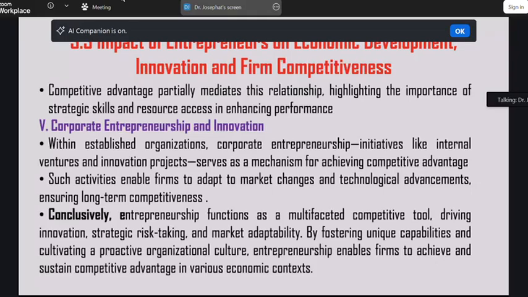So this is all about the impact of entrepreneurs on a firm's competitiveness. Tumeziangalia kwa kutumia hizo 5 points.